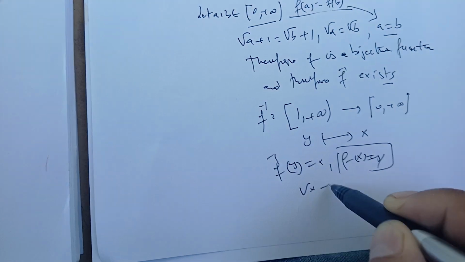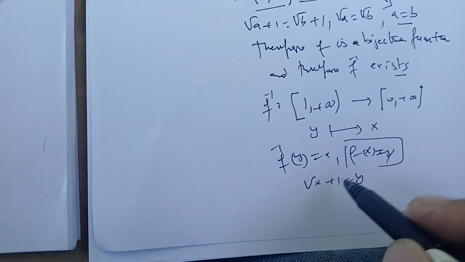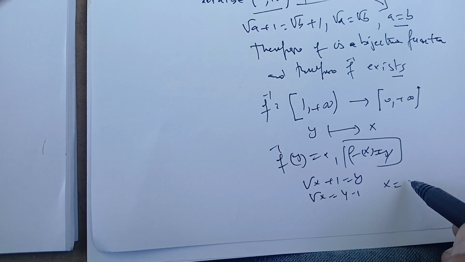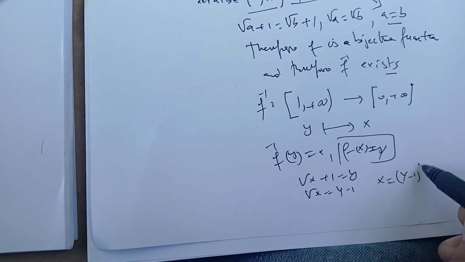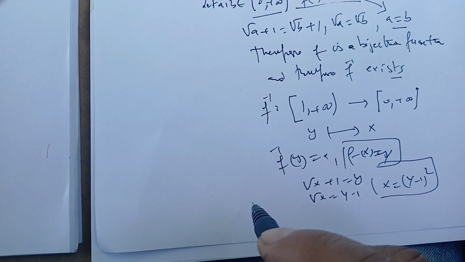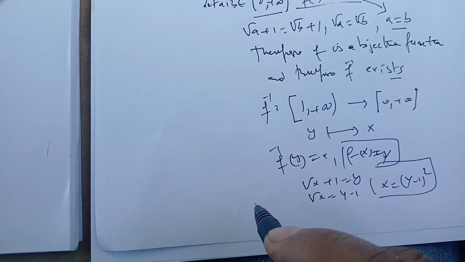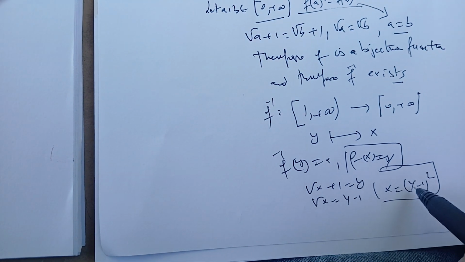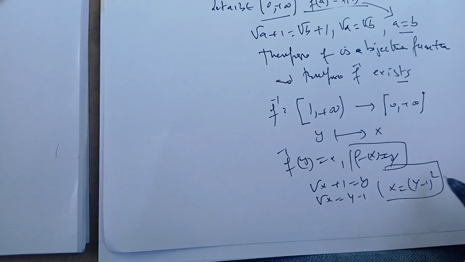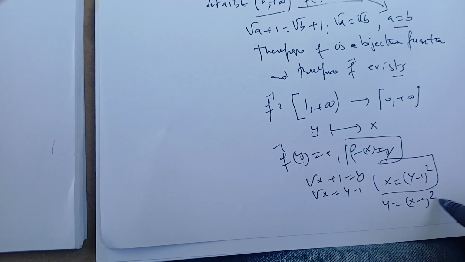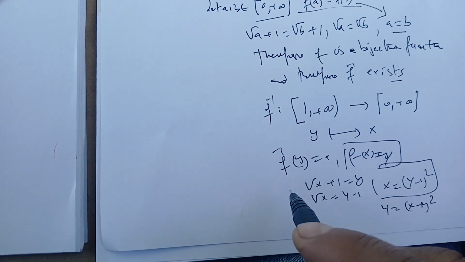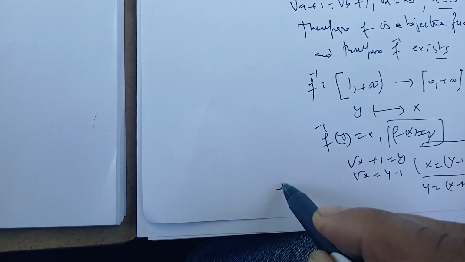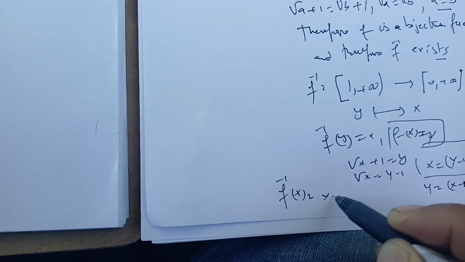So we have the square root of x plus 1 is y. So we subtract 1 from both sides, we get the square root of x is y minus 1. Squaring both sides, we get x is just y minus 1 squared. And this tells us that if we switch y and x, we get y is x minus 1 squared. And this means that our inverse function is given by this one here, x minus 1 squared.